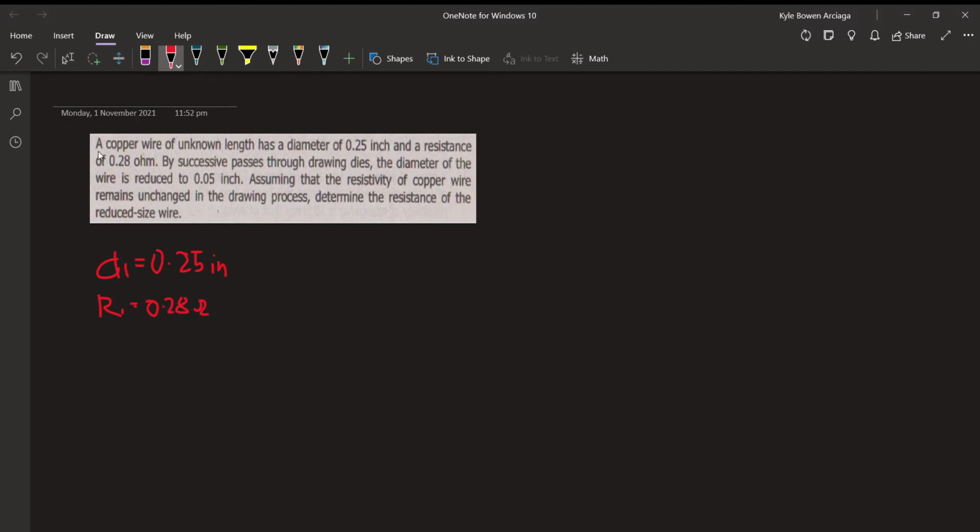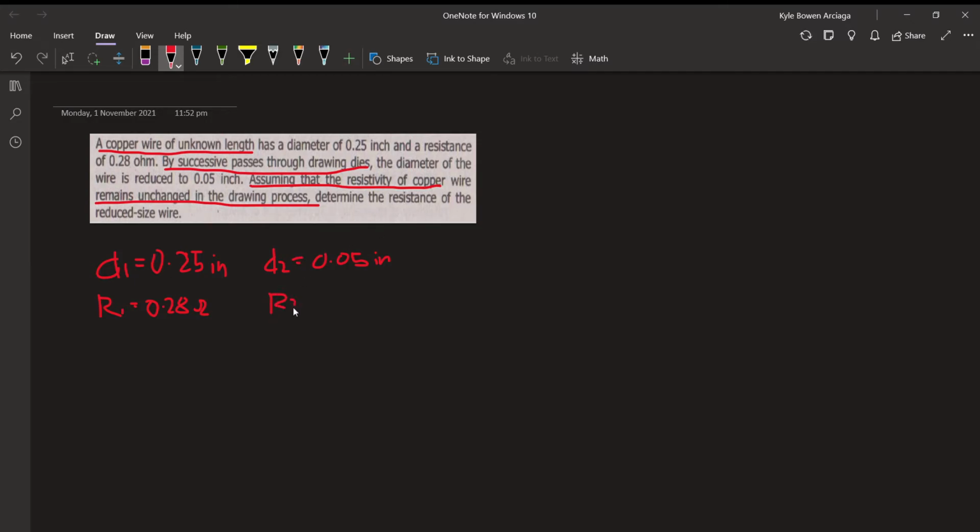Considering a copper wire of a known length, by successive passes through drawing dies, the diameter of the copper wire is reduced to 0.05 inch. Then, assuming the resistivity of the copper wire remains unchanged in the drawing process, determine the resistance of this wire.